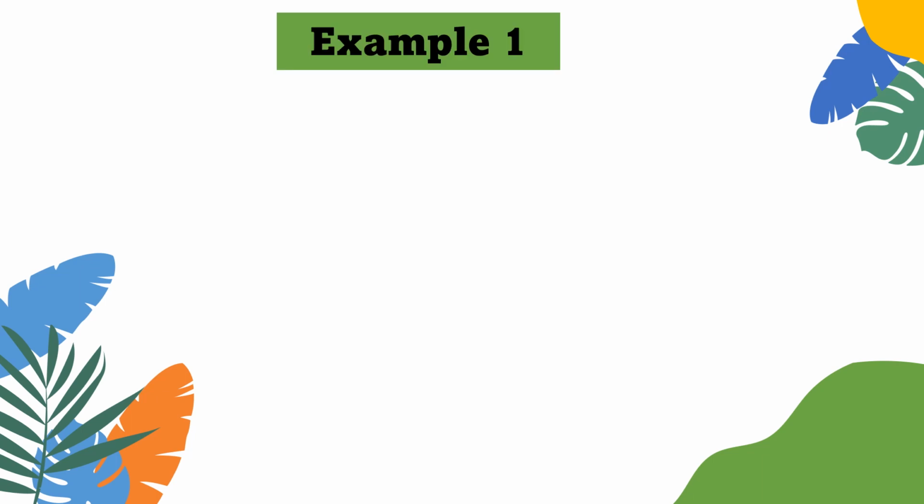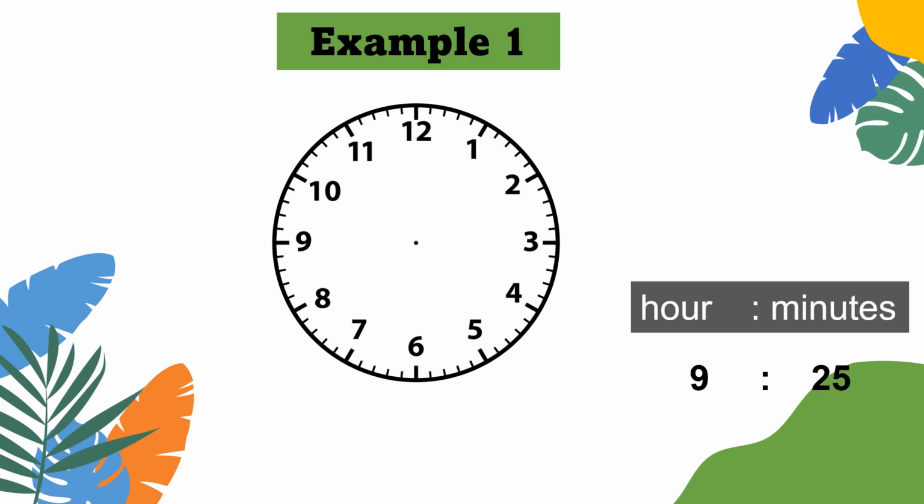Let's try. Example 1. We're going to draw 9:25. We draw the minute hand first. For 25 minutes, the long hand. Remember to count minutes, we start from 0 and skip count by 5. Start 0, 5, 10, 15, 20, 25. So the long hand will be pointing at 25 minutes.